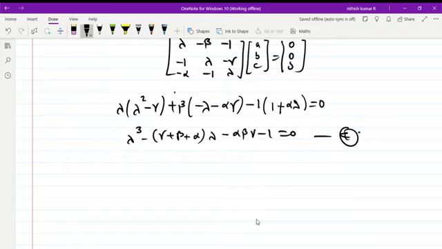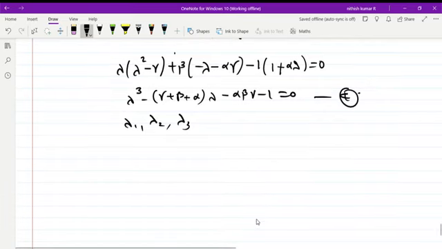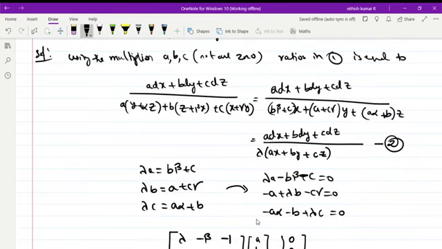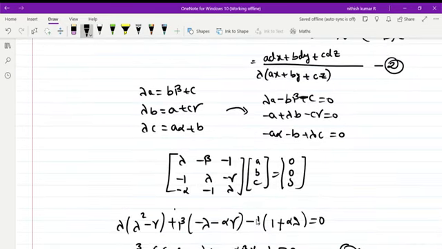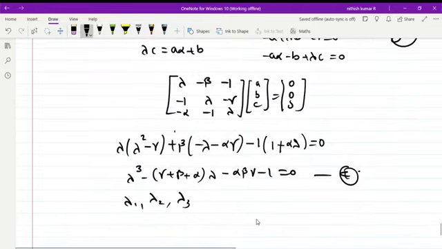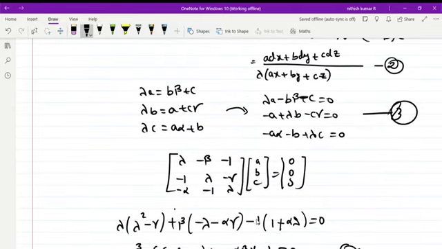Say the roots are lambda 1, lambda 2, and lambda 3. Corresponding to each of these lambdas, equation 3 gives a non-trivial solution. Okay, getting?